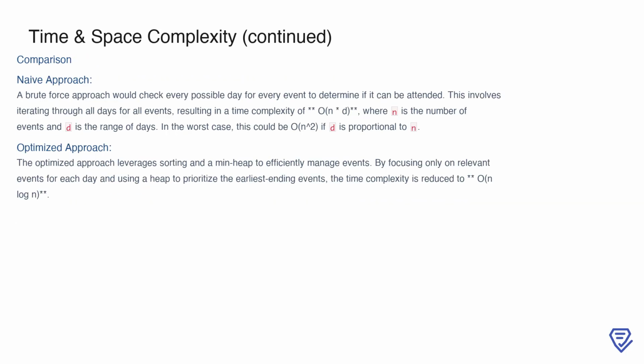To understand the efficiency of the optimized solution, it's helpful to compare it with a naive approach. In a brute force method, you would check every possible day for every event to determine if it can be attended. This involves iterating through all days for all events, resulting in a time complexity of n*d, where n is the number of events and d is the range of days. In scenarios where d is proportional to n, such as when events span consecutive days, the naive approach could degrade to n squared. The optimized solution, on the other hand, uses sorting and a min heap to efficiently manage events.